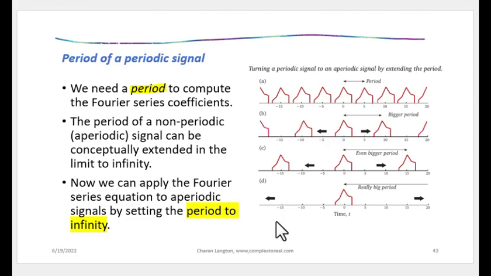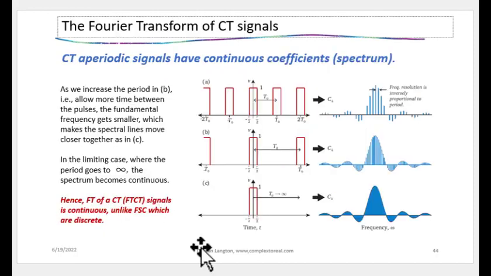In such a case, the fundamental frequency, which is a finite number, becomes so small that the resolution becomes continuous. If we had a spectrum of this nature before, as we increase the period, as you can see, these little impulses come closer and closer together, so that ultimately the frequency resolution becomes continuous. So CTFT has a spectrum that is continuous.